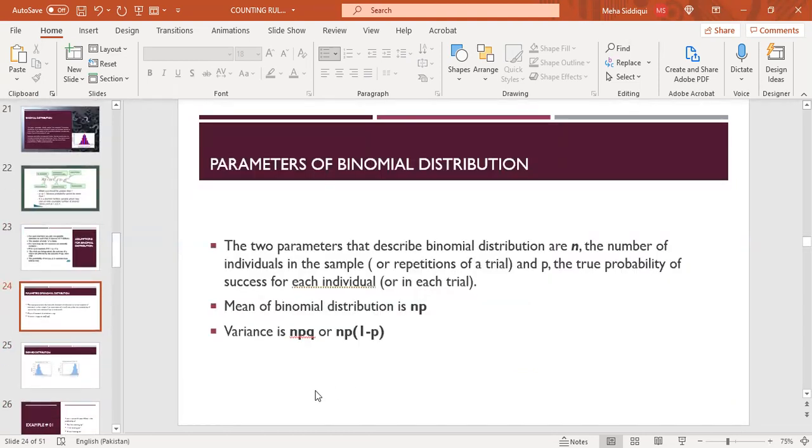Now, parameters of binomial distribution. The two parameters that describe the binomial distribution are small n, the number of individuals in the sample or repetitions of a trial, and the second parameter is small p, that is the true probability of success for each individual or in each trial. The mean of the binomial distribution is np, that is small n times small p. Variance is npq or np(1 minus p). As we have discussed, q is the probability of failure, p is the probability of success, and np is the mean.